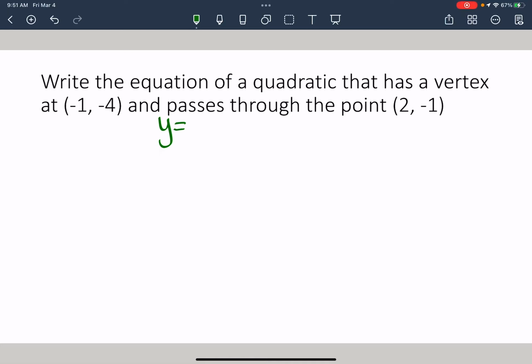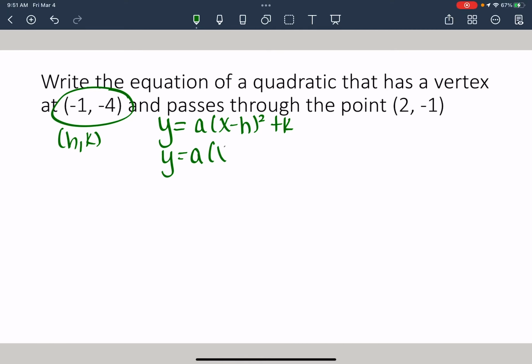So we start off with y equals a times x minus h squared plus k. So remember, in vertex form, the coordinates of the vertex are h and k. So I can plug those into this equation. So this gives me y equals a times x minus h, which is -1, squared plus -4, which is k. So let's simplify these negative signs. You get y equals a times x plus 1 squared minus 4.